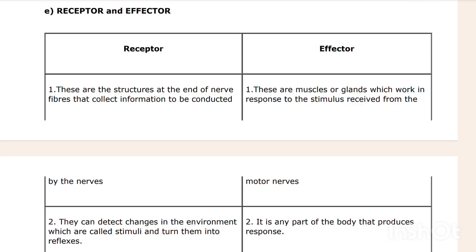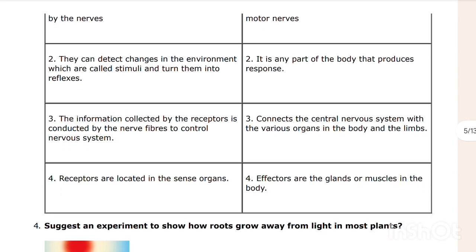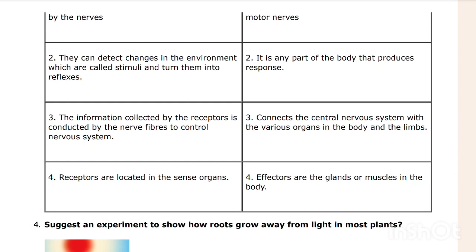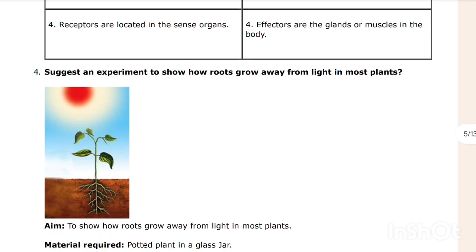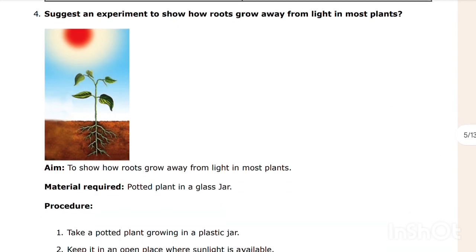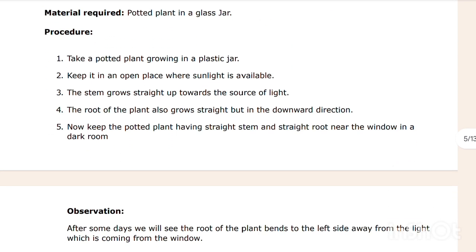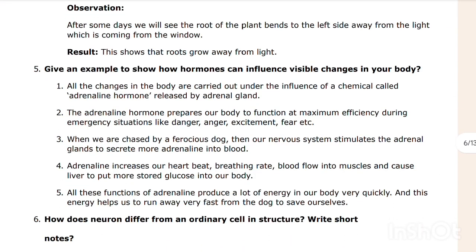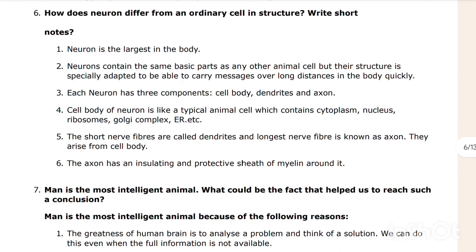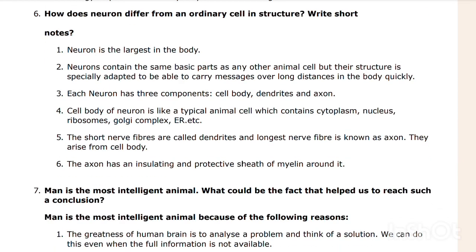Receptors and effectors. Okay, neurons and motor neurons. So it's an experiment to show how roots grow away from the light in most plants. Then here you can see the material required and procedure. Give examples to show how hormones can influence visible changes in your body, and how do neurons differ from ordinary cells in structure.